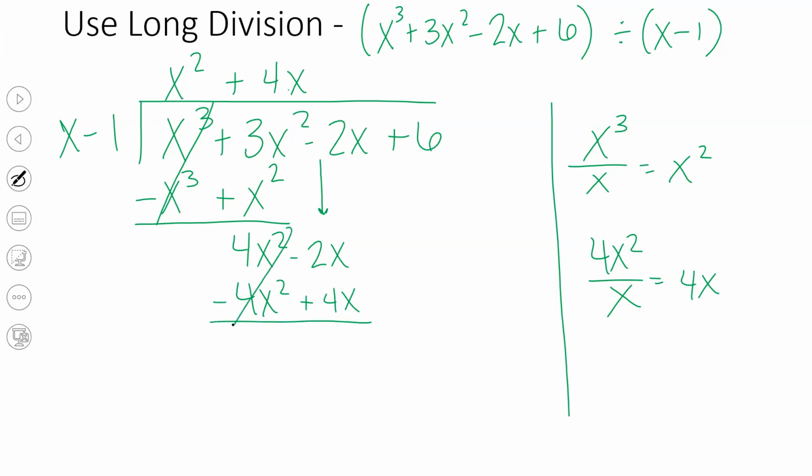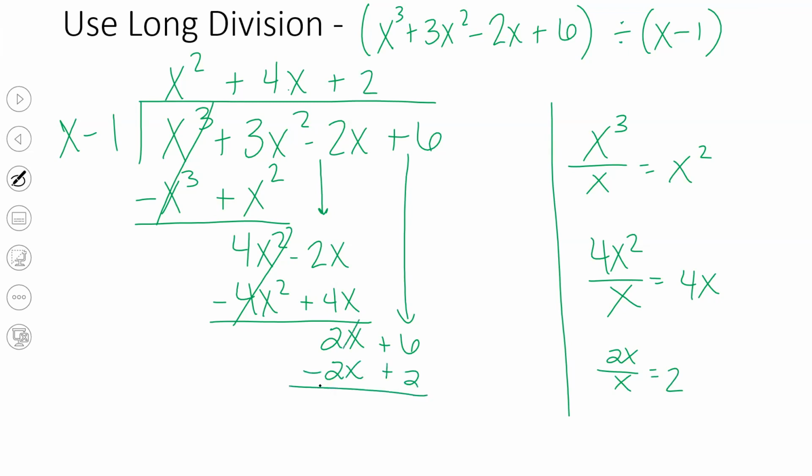Okay? -2x plus 4x is 2x. And I have a 6 to bring down. So my very last time, 2x, and I'm dividing by x. What is 2x divided by x? It's just 2. Thank you. And I put that at the top. And I multiply twice. 2 times x is 2x. And 2 times -1 is -2. But I stop to change my signs. And 6 plus 2 is 8.